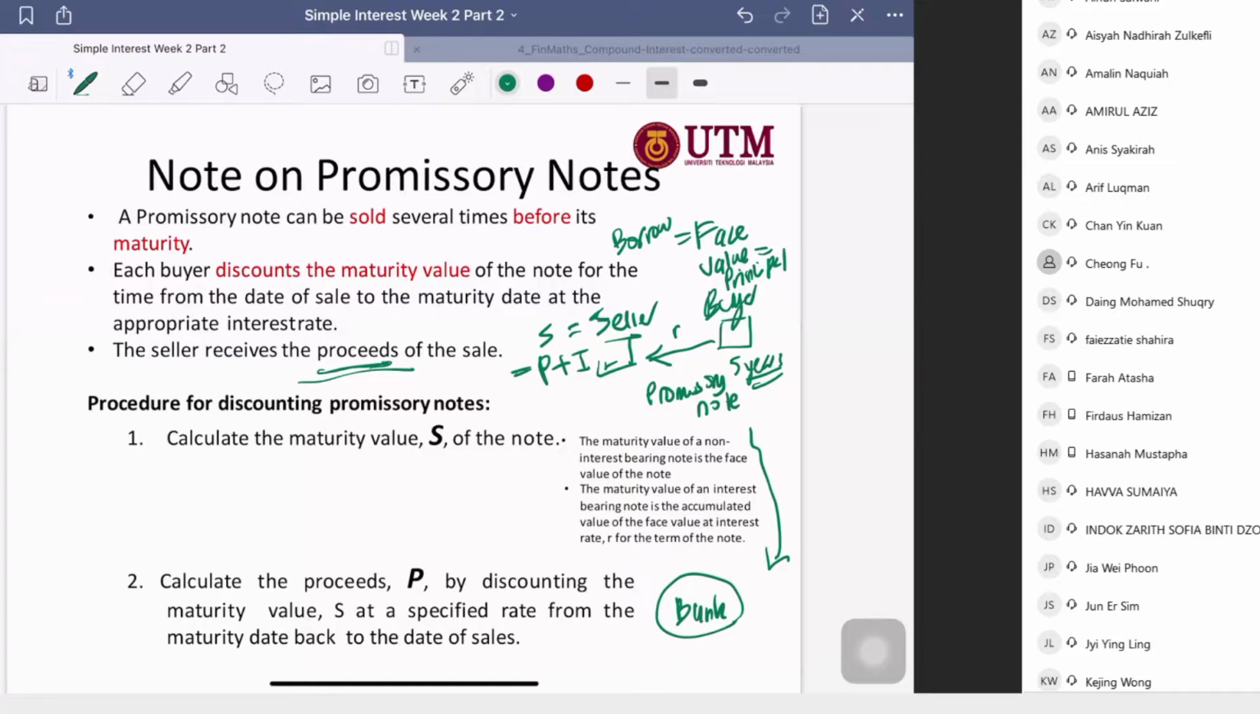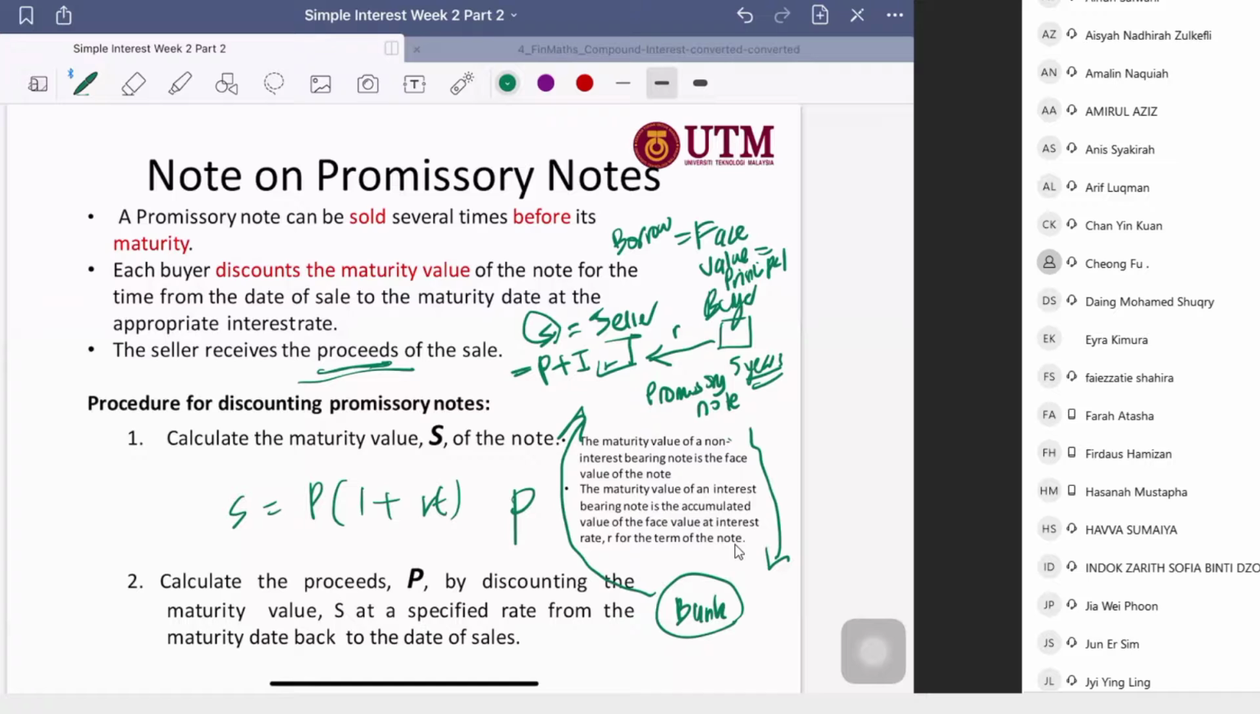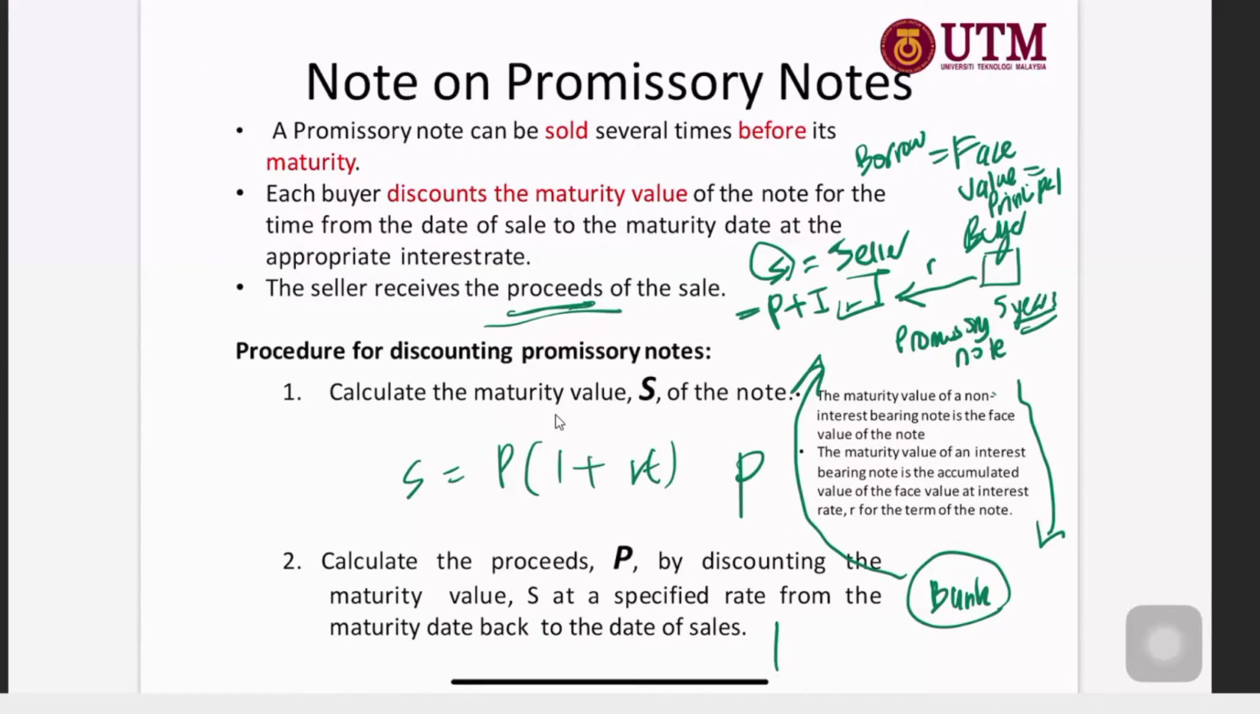So these are the two procedures for discounting the promissory note. The first one is calculating the maturity value of the note. How do we get this maturity value? It is the same as simple interest, S = P(1 + rt). After we get the value of S, we want to get the proceeds, the money from the bank, which is the discounted amount. To get it, we use the discount formula, P = S(1 - dt). Please check it again.